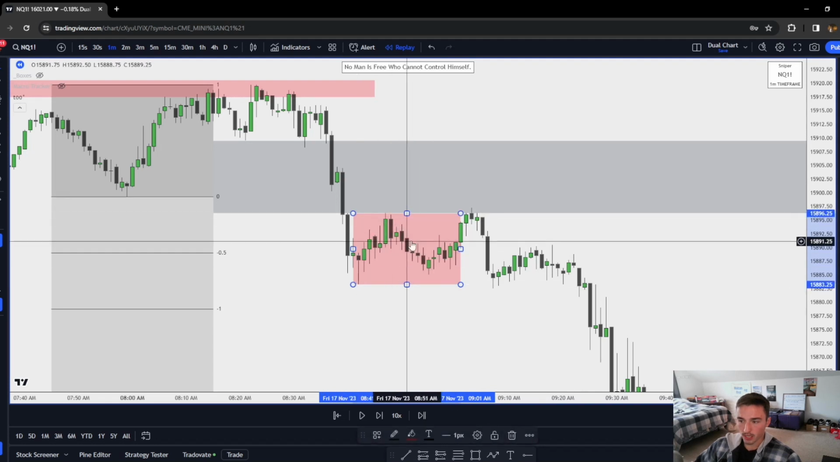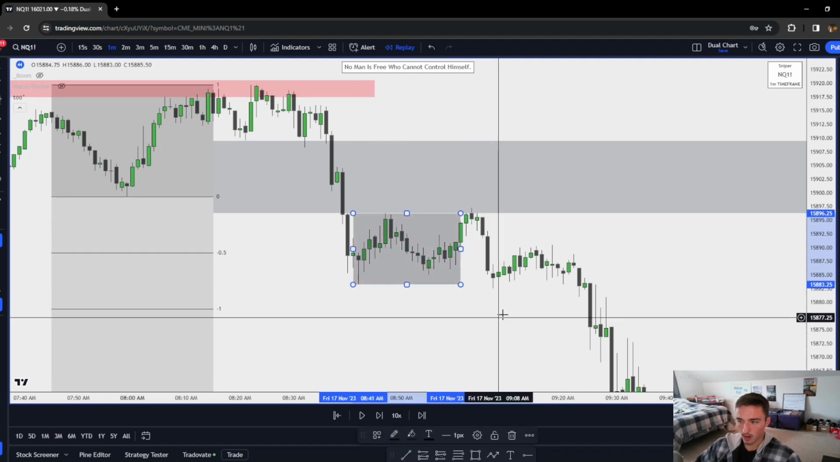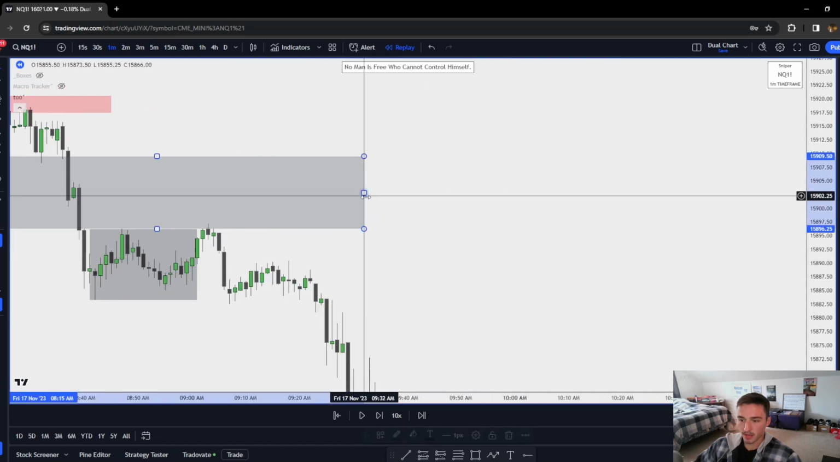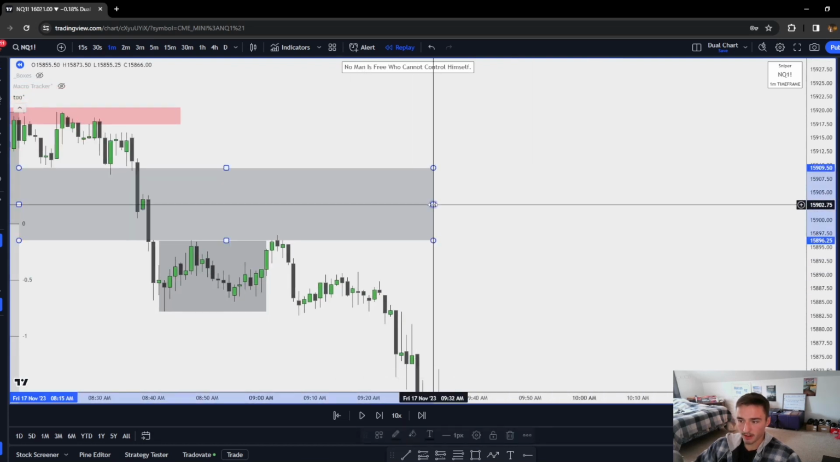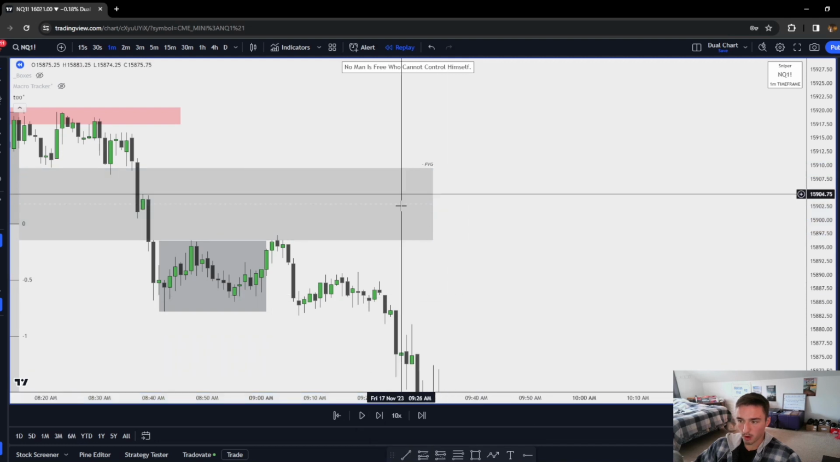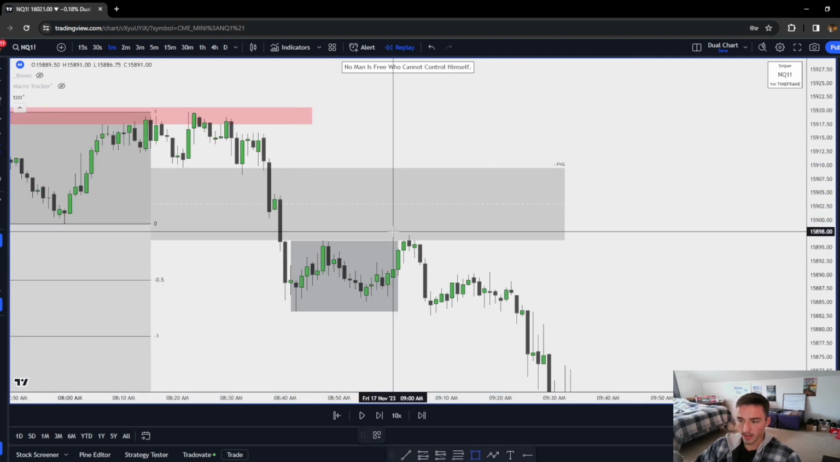Right here is our accumulation phase, so we'll mark that off in gray. What is our higher time frame PD array? Right here, it's that 15-minute fair value gap. So right here, we mark this off as a fair value gap.